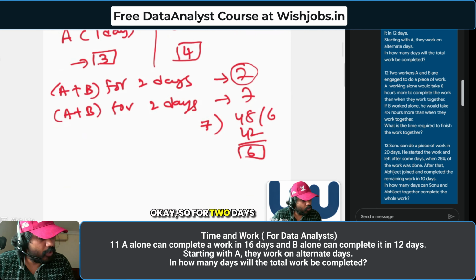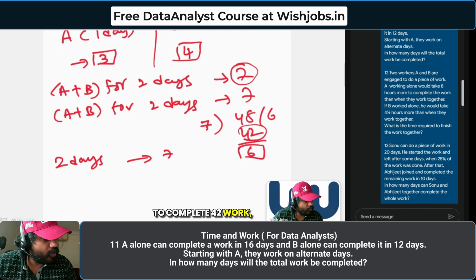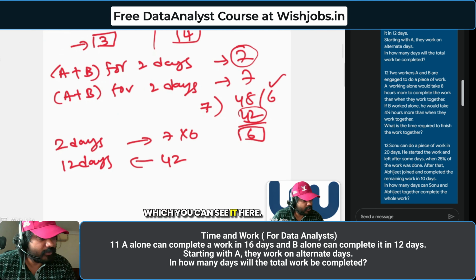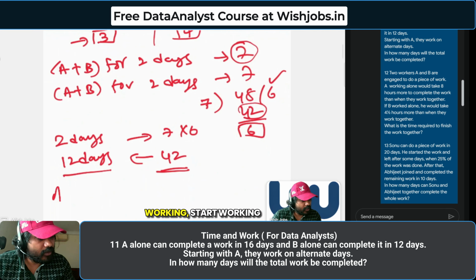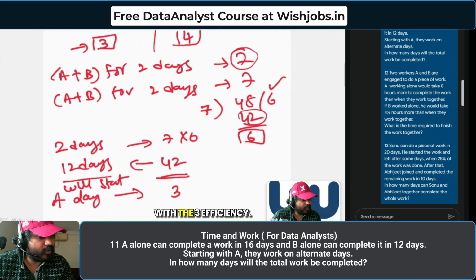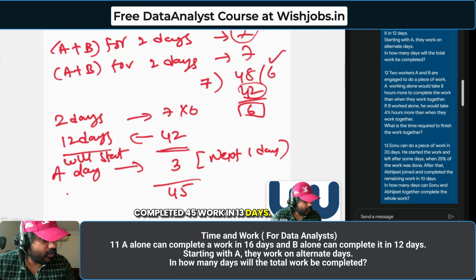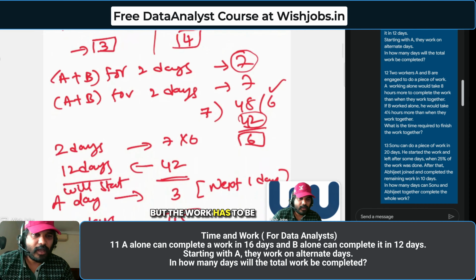Okay, so for 2 days they complete 7 work. To complete 42 work, they have to work for 12 days. That is 7 into 6, which you can see here. Okay, for 12 days they completed only 42, but the work they need to complete is 48. Okay, again A will start working and it will complete 3 work with the 3 efficiency. So this is the next one day. They completed 45 work in 13 days.